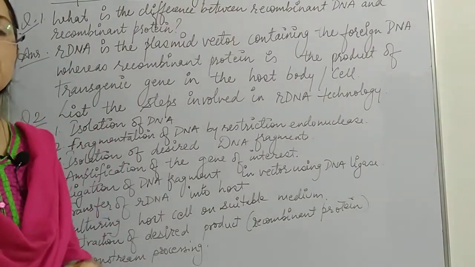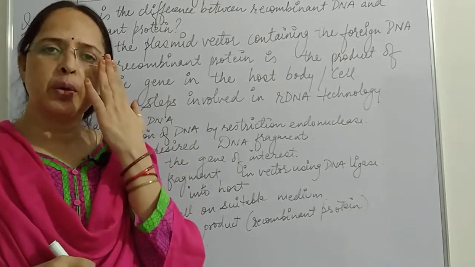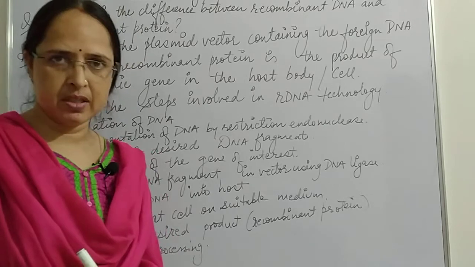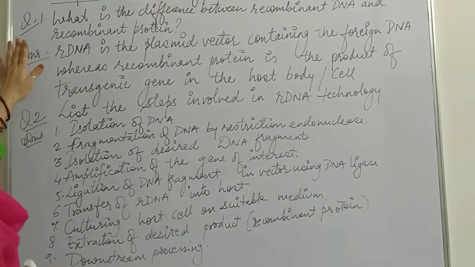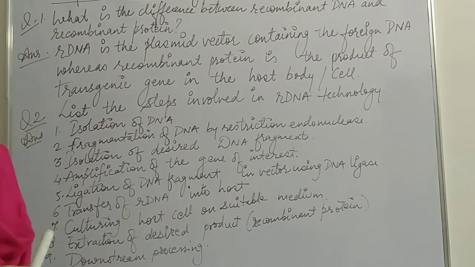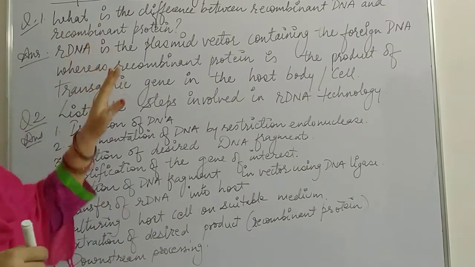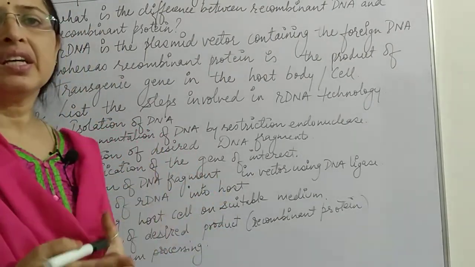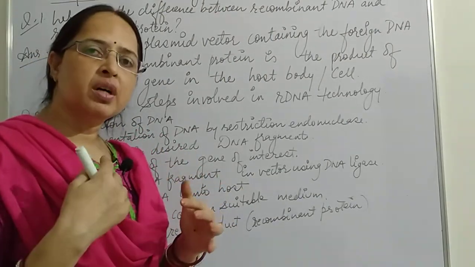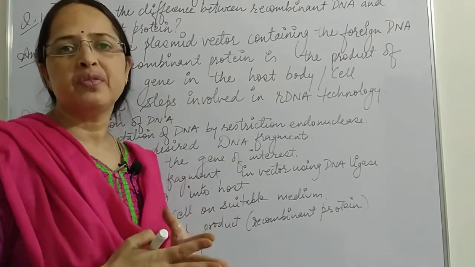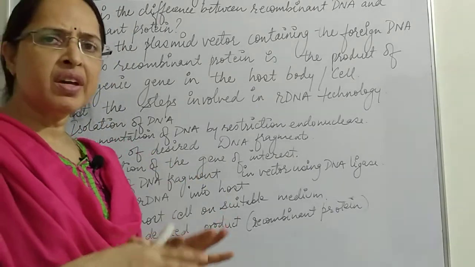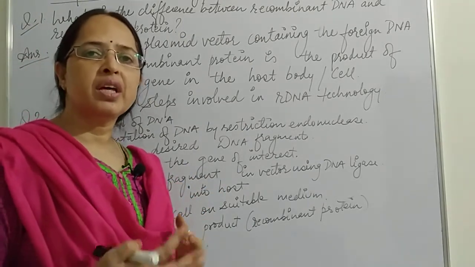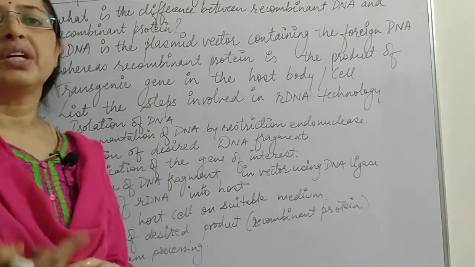Hello students. Today again we are proceeding with the chapter question answers of Chapter 11, Biotechnology: Principles and Processes. The first question of today is: what is the difference between recombinant DNA and recombinant protein? The simple answer: what is recombinant DNA? This DNA is formed by the addition of two different DNAs, whereas recombinant protein is formed in the host cell from the recombinant DNA.